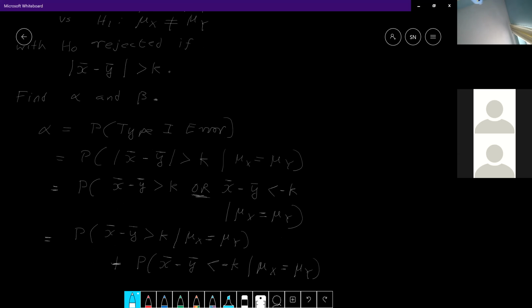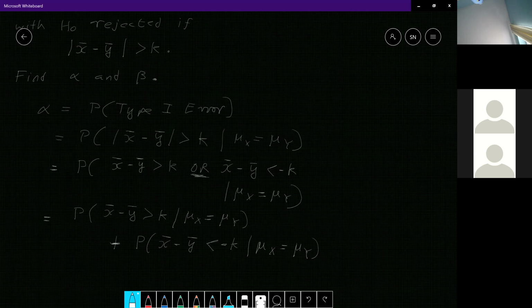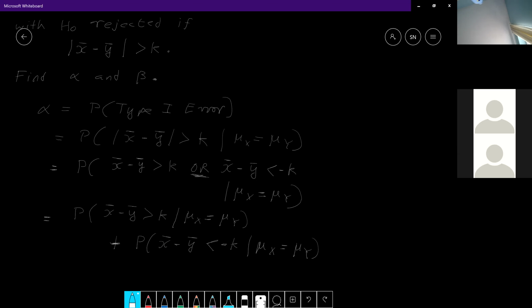You can do this because the two events are mutually exclusive. The event that x bar minus y bar is greater than k, and the event that x bar minus y bar is less than minus k, are mutually exclusive events. So you can write this as a sum of the two probabilities.